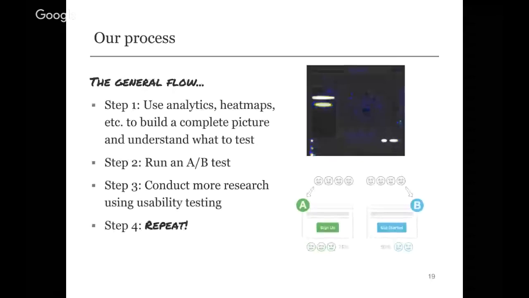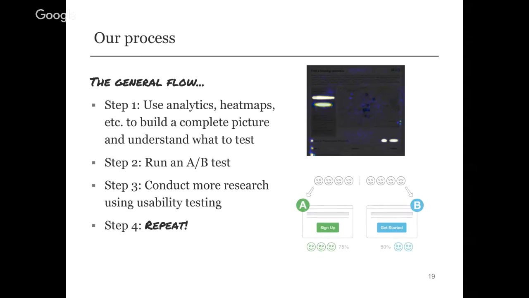So moving on, I will talk a little bit about our process now here at CFPB. To give you a general flow of how it goes, step one is we use analytics, we use heat maps, product owners come to us with ideas, we have ideas, but we all come together to build a complete picture and understand what we actually want to test. From there, we run the A/B test. Step three is we conduct more research when needed, such as usability testing. And then step four, repeat. We love A/B testing, and we are constantly trying to run more tests, as John was saying, promoting this culture of research.